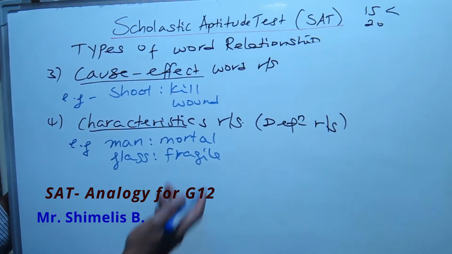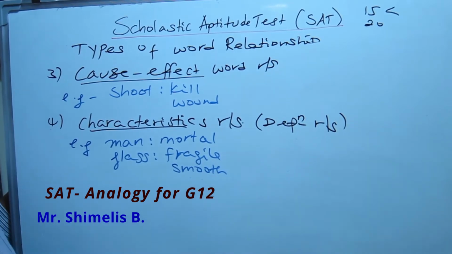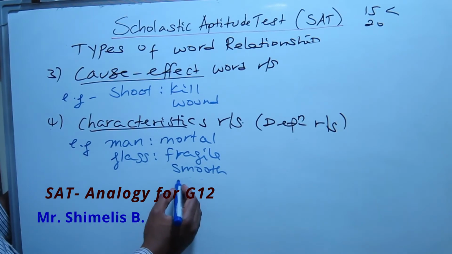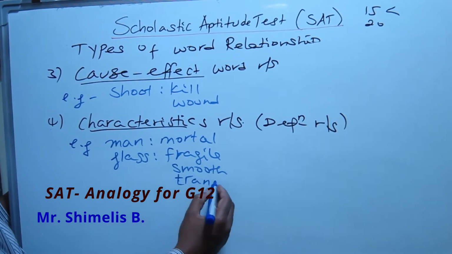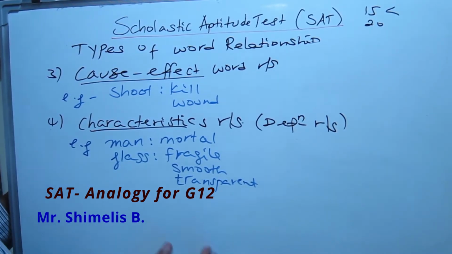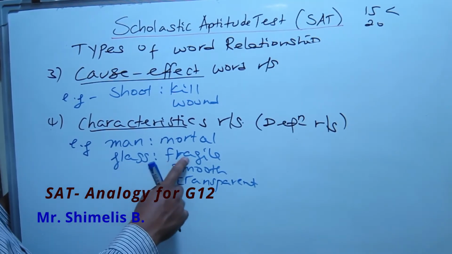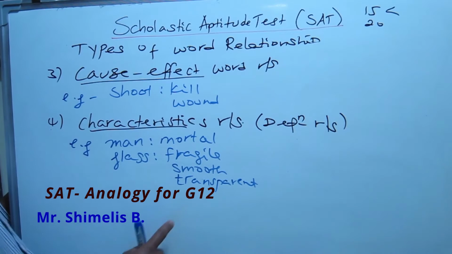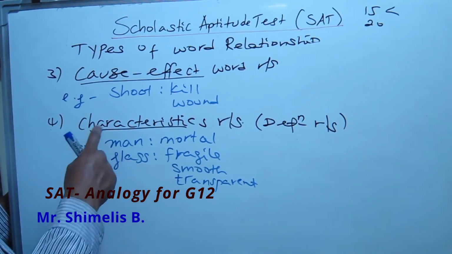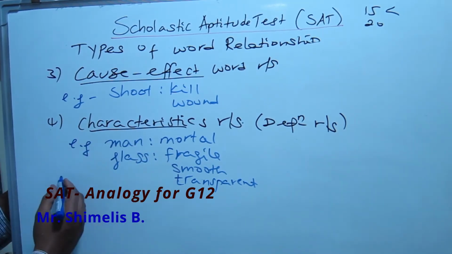Fragility is a characteristic. Maybe smoothness might be, glass is related to smooth. Smoothness might be the characteristic. Or maybe transparent. Yes, transparency is of course one of the characteristics of glass. So glass can be paired up with fragile or smooth or transparent. With whichever it is connected to, it is connected by its characteristics. So such kind of connection is said to be characteristics relationship.